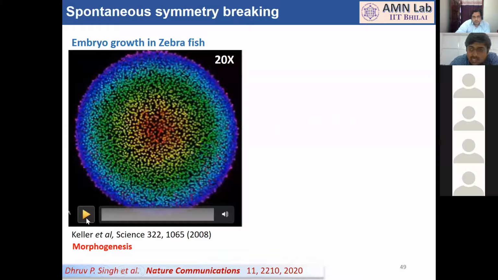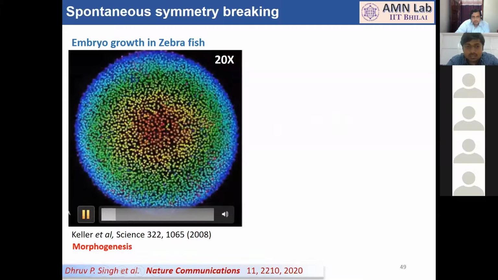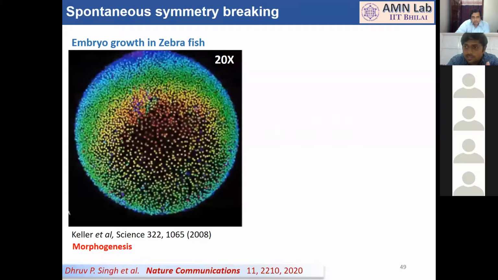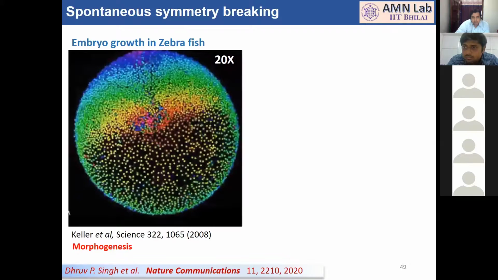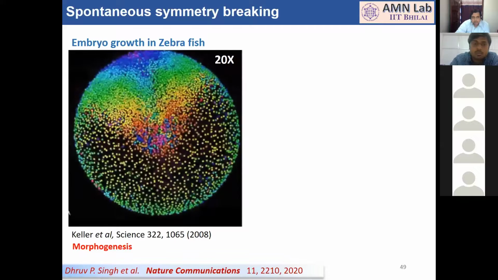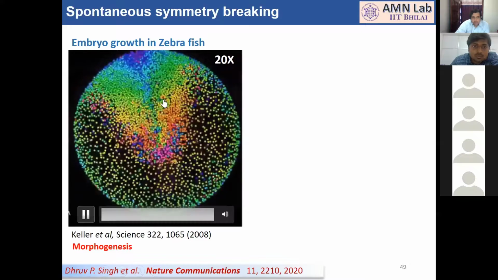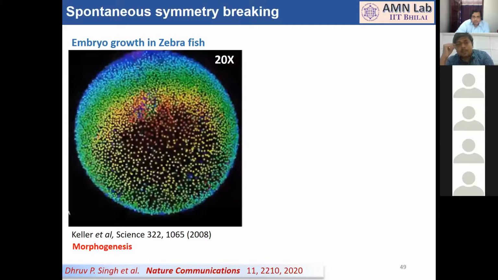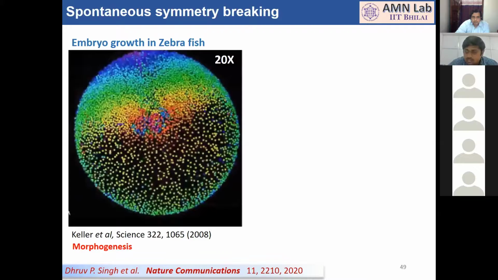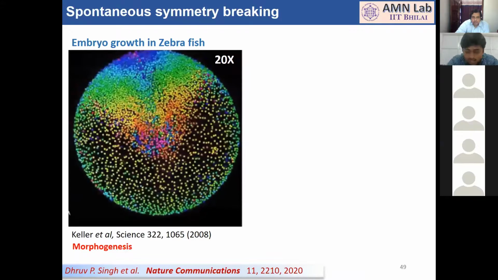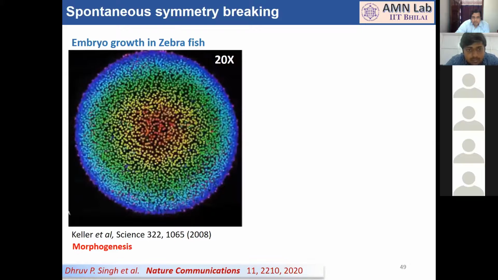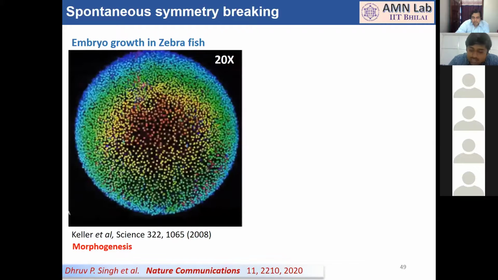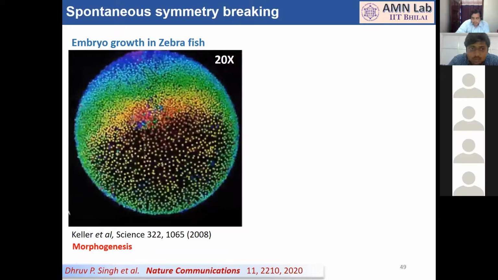Here you will see that initially homogeneously distributed cells in the embryo spontaneously start to move, they spontaneously break the symmetry, and they start the vortical flows. You can see now this is forming the vortical flows inside the circular region, which is the embryo. The exact reason behind these flows is still not known, but it plays a very important role in deciding the location and spatial distribution of the cells. This is a crucial biological phenomenon.